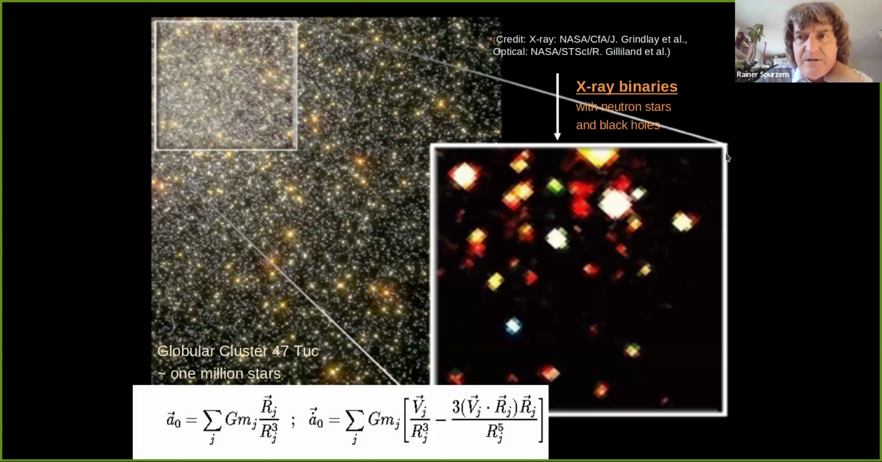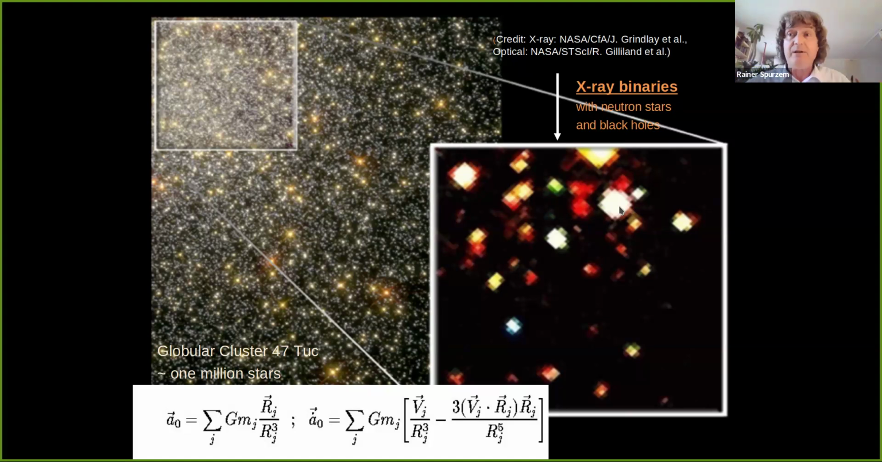And then this zoom-in is an image taken with an X-ray telescope, also from space, and we see that in the center of these globular star clusters we have a lot of X-ray sources, actually more than in the galactic field.